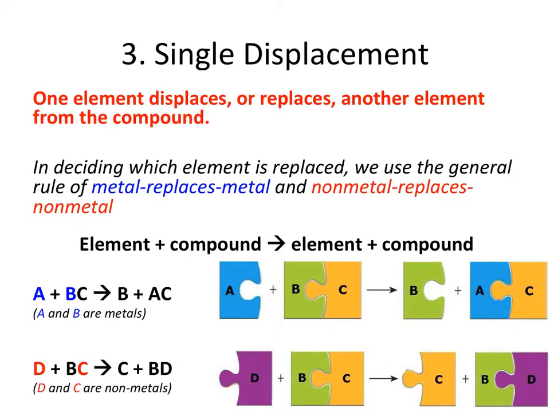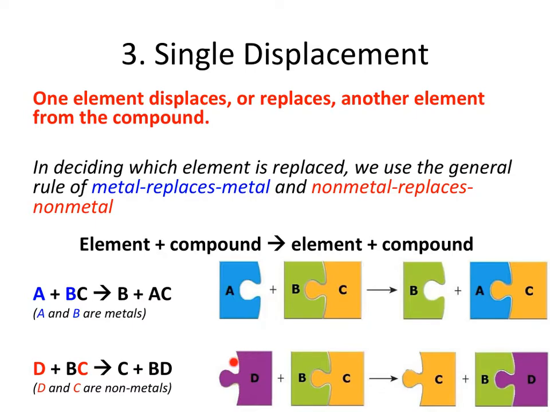We have single displacement, where one element displaces another element in a compound. Now, it's really important to figure out whether or not that single element is a metal or a non-metal, because metals replace metals and non-metals replace non-metals. So in this first example, here we have A, and A is that first puzzle piece. The first puzzle piece in the name is always the metal, like zinc oxide or sodium phosphate, whatever. That first element is a metal. So we know that this is going to be replaced by this, which means that they both have to be metals.